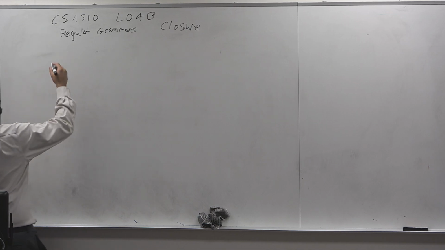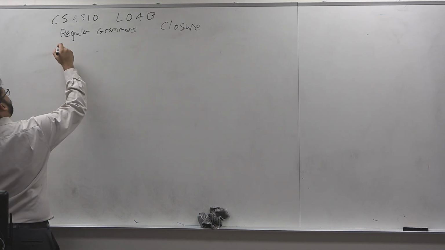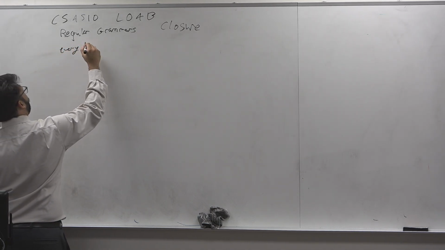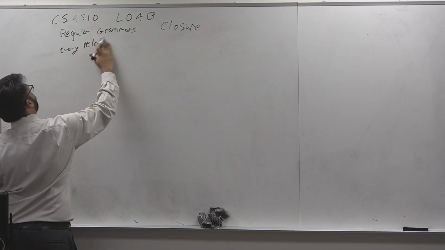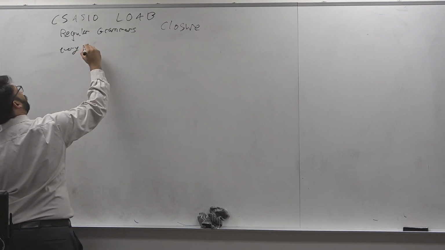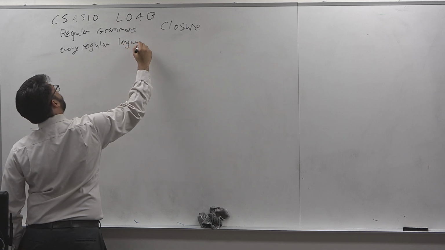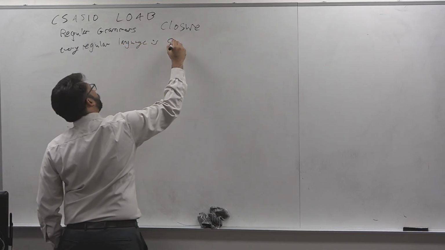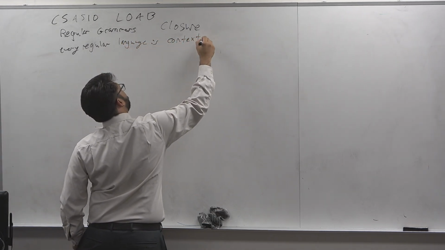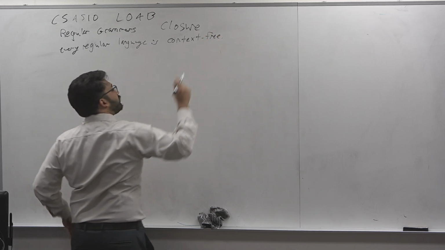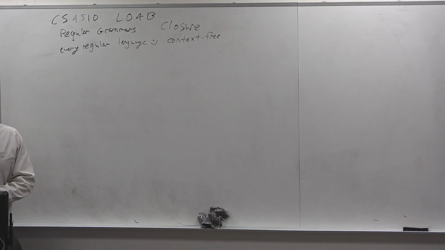We're going to prove today, twice, that every regular language is context-free. A language is said to be a context-free language if there's a context-free grammar for that language. So we're going to prove that every regular language is context-free.